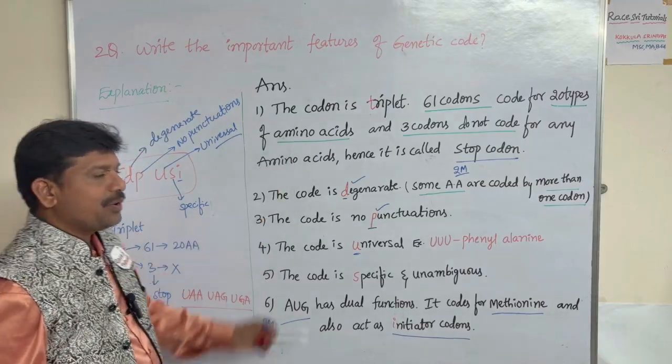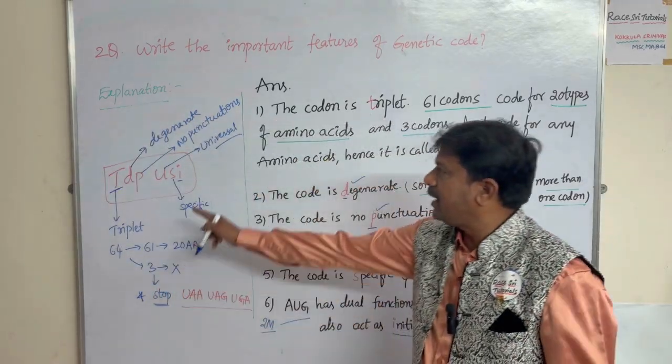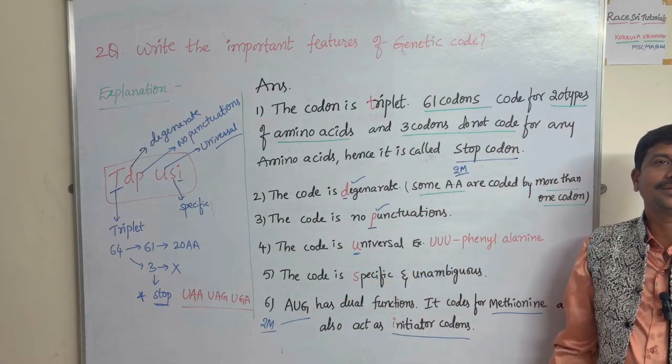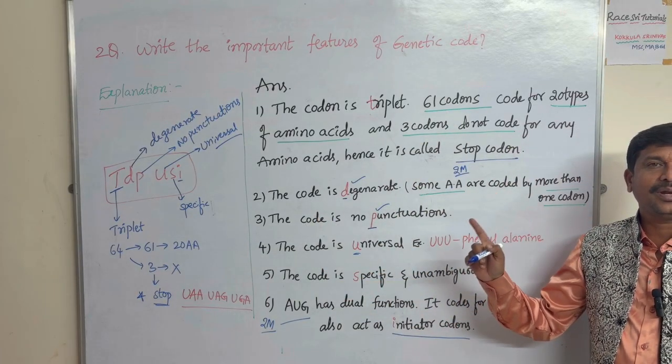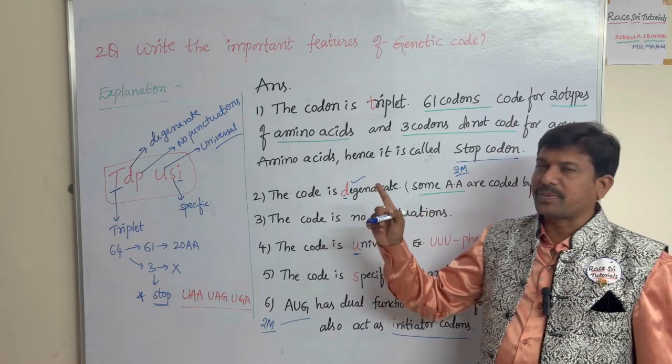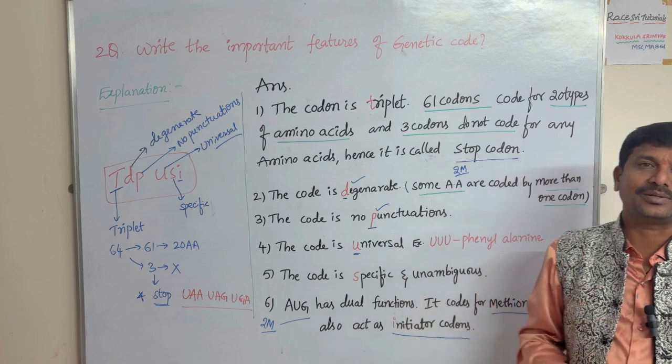So if you know the code, TDP-USA, you can catch this complete answer. T for triplet, D for degenerate, P for no punctuation, U for universal, S for specific, and A for initiator codon.